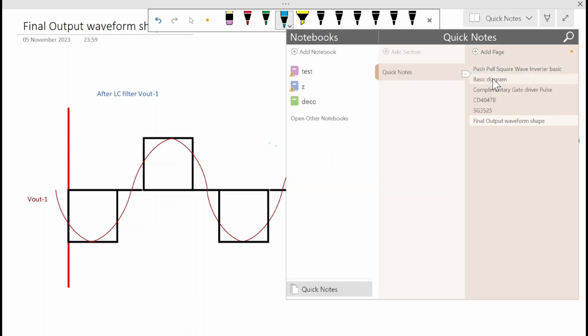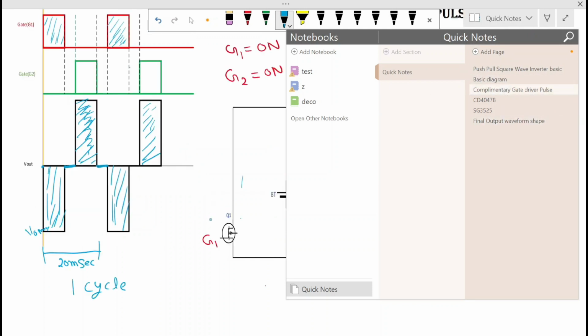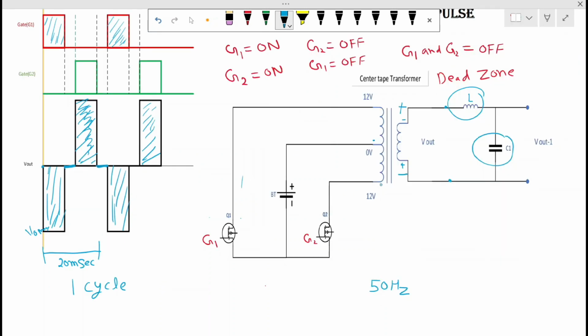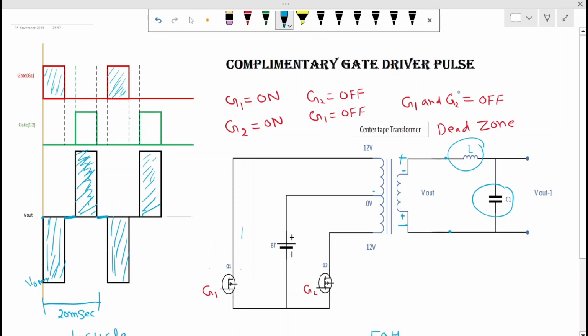So this is the basic functionality of the generator. So this inverter will work, and I hope you will understand its working and operation, how the transformer is connected with the battery and MOSFETs.